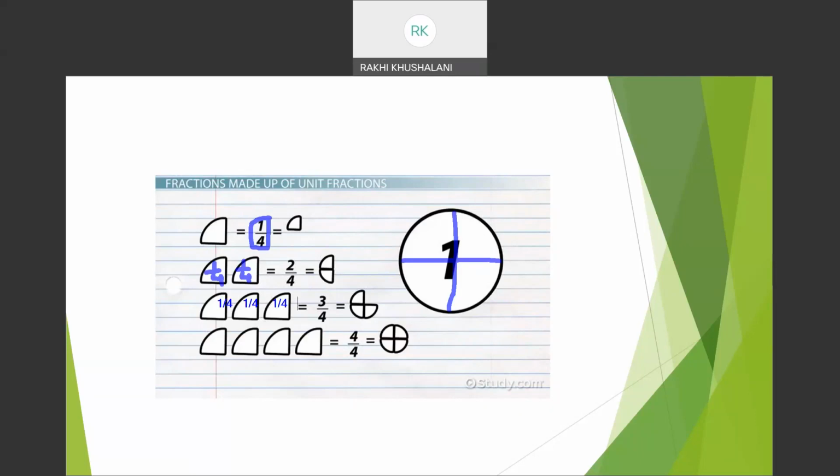Let's come back here. 1 by 4. Again, I took 1 by 4. Again, I took 1 by 4. And I picked the 4th unit fraction also. That means I took all the parts of the circle, and it made one big circle for me, just like it was before. Correct? One circle. I got it.